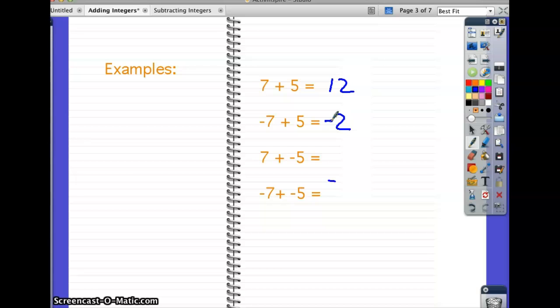Then you have positive 7, negative 5. Again, signs are different, so you subtract and keep the sign of the larger number. So in this case it's positive 2. And last, you got negative 7 plus negative 5. Signs are the same, so you add and keep the same sign.